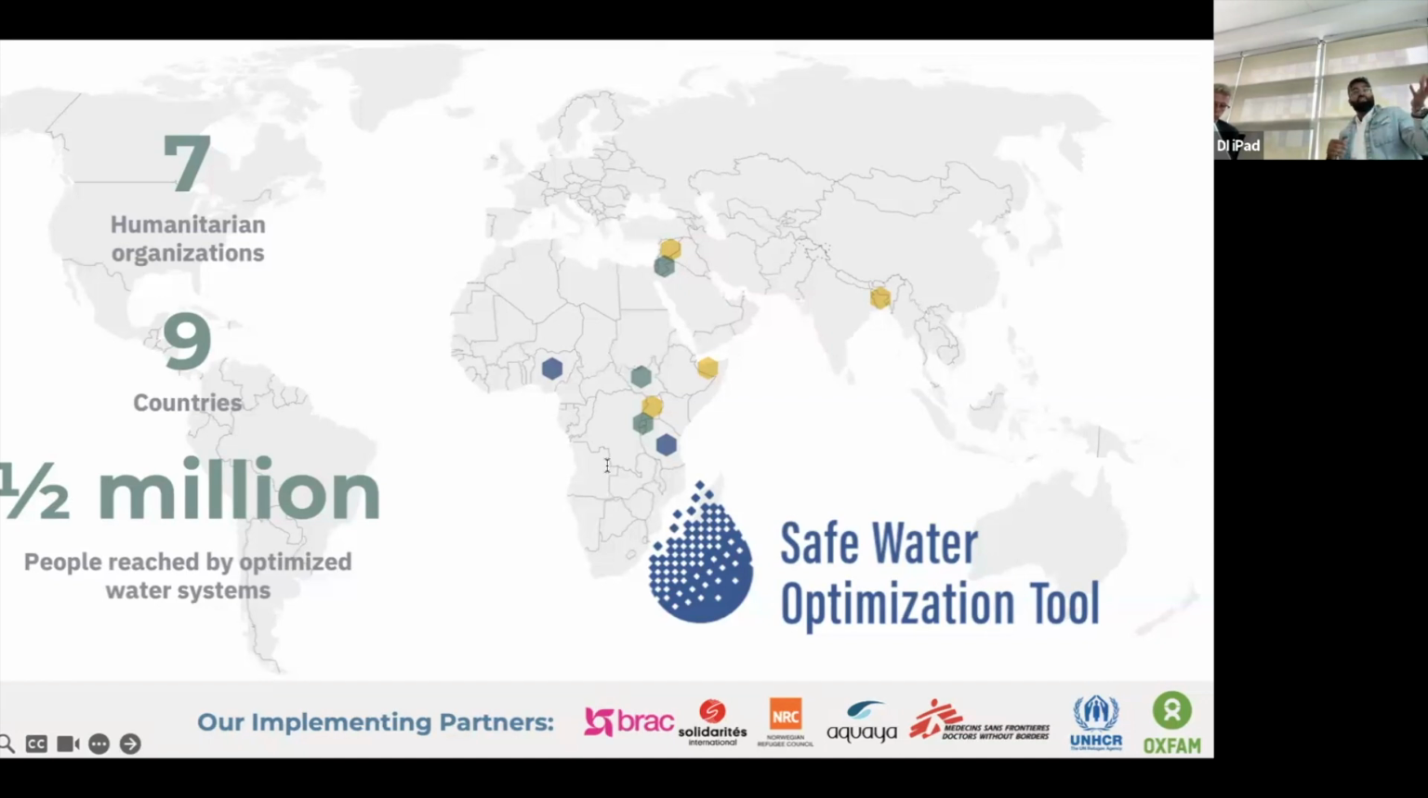So the Safe Water Optimization tool is a free and open source tool. It lives on the web, and people can upload their routine monitoring data to it and generate this site-specific guidance for their water system. So far, it's been deployed by some 7 humanitarian organizations at 16 sites across 9 countries, as part of water systems serving 500,000 people. We continue to scale it up globally and integrate it into the standard ways of working in humanitarian response.